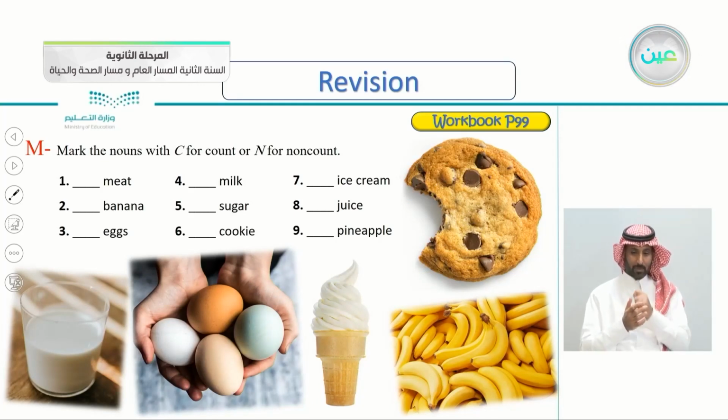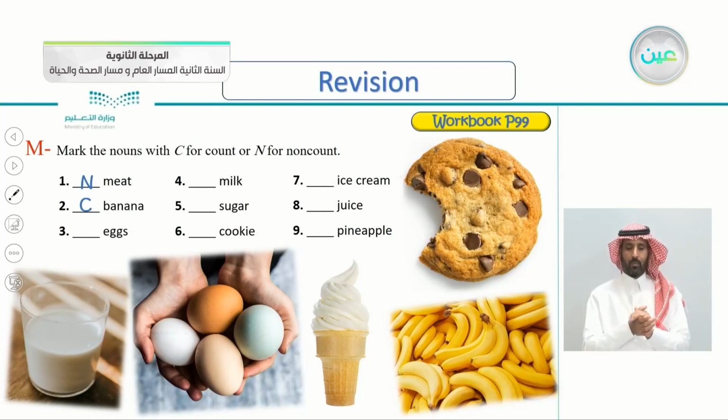Meat. Is it count or non-count? Is it C or N? Yes, it's non-count. You can't say meats. So it's non-count. Number 2, banana. This is an easy one, of course. Banana, of course, it's countable. You say 1 banana, 2 bananas, 3 bananas, and so on.